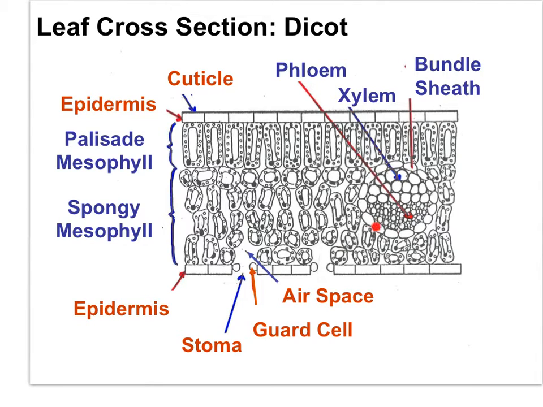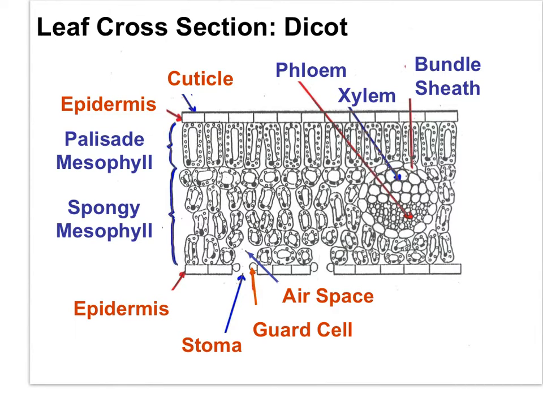The vascular tissue, the vein, is here and has its own parts. The lower phloem tissue with more narrow vessels serves to move sucrose from the leaf to other parts of the plant. The upper xylem with wider vessels carries water to the leaf from the stem, ultimately up from the roots. The ring of cells, known as the bundle sheath, serves a role in C4 plants.